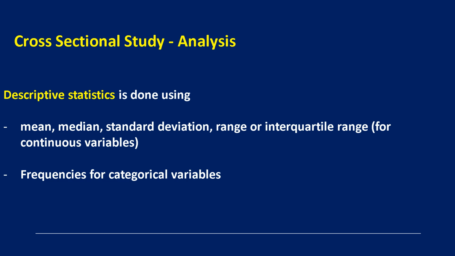Continuous variable can be presented using diagrams such as histogram or box and whisker plot. Categorical variables are described using frequencies. So frequency distribution tables can be created for categorical variable. Categorical variables can be presented using diagrams such as bar diagram and pie diagram.